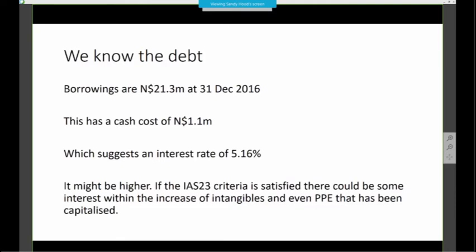We do know the debt. We do know that the borrowings are 21.3 million. And we know that this is a cash cost of 1.1 million. That suggests an interest rate of 5.16.